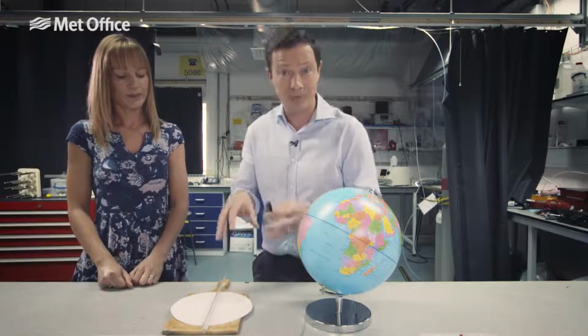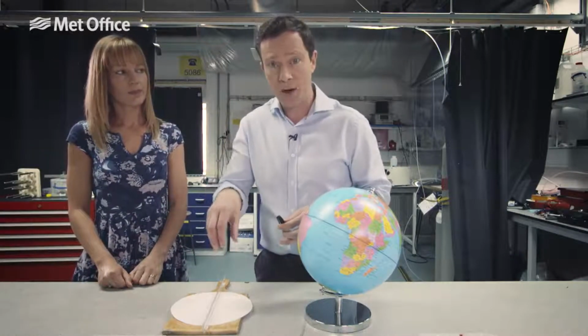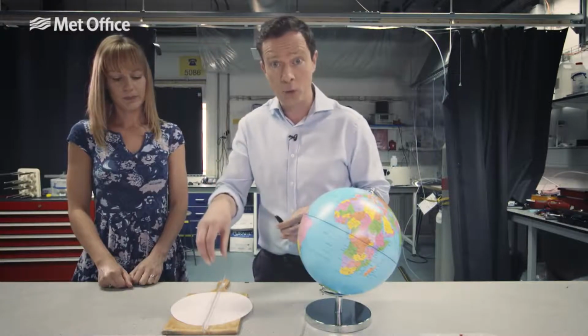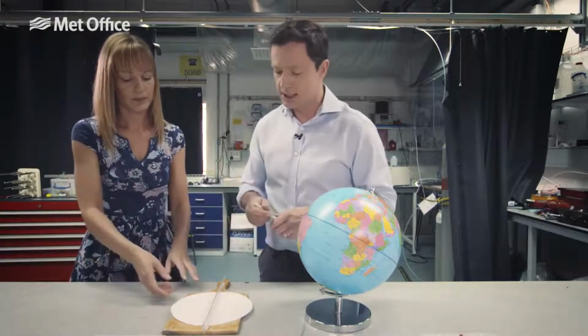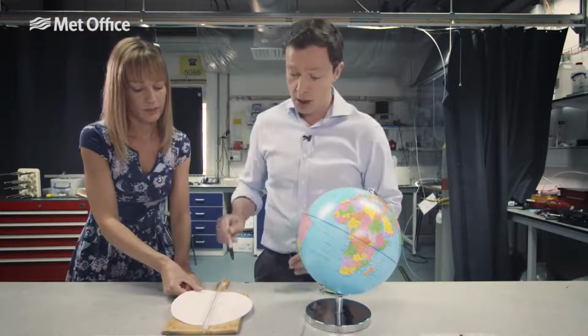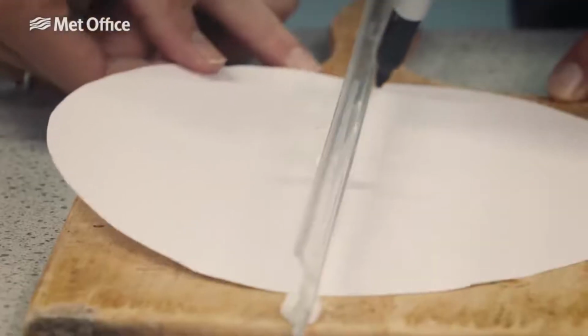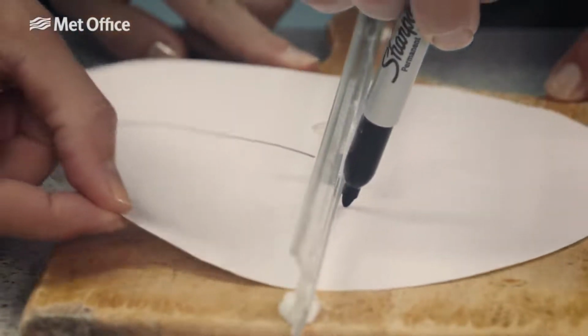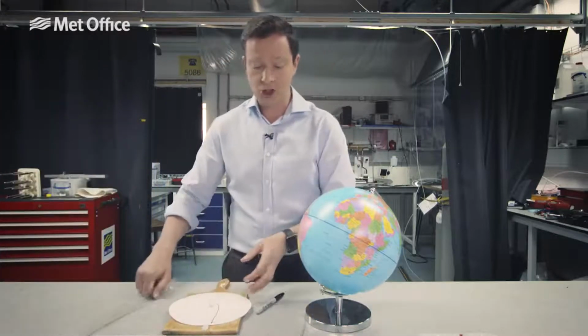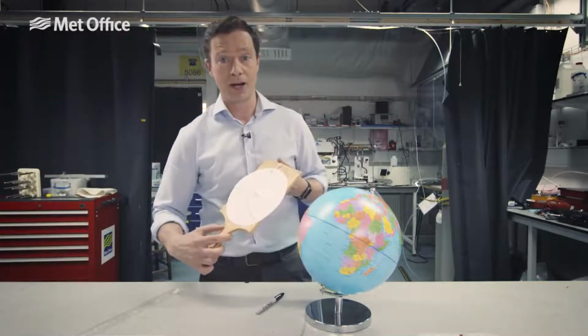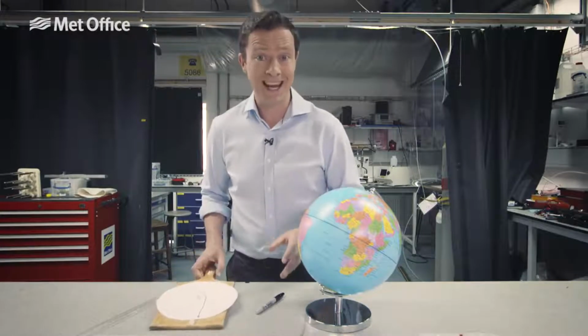and she's going to spin the disc of paper as if it was the Earth, as if we were looking down from the North Pole, from above the North Pole. That means you need to rotate that disc anti-clockwise. I'm going to draw a straight line along the ruler as Helen rotates that. And just look at what happens. The spin of the Earth means that that straight line is not straight. That is Coriolis in action.